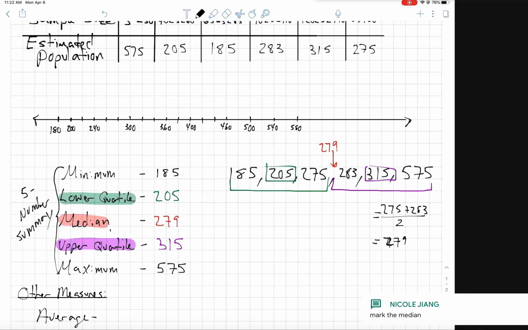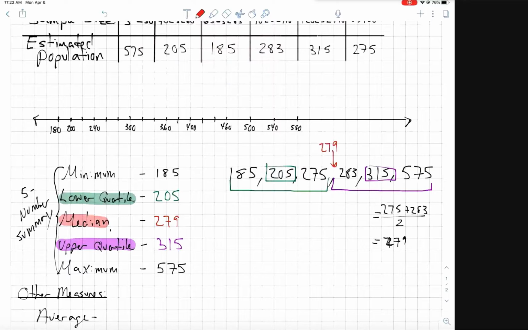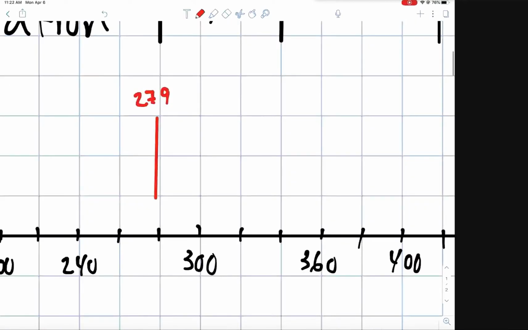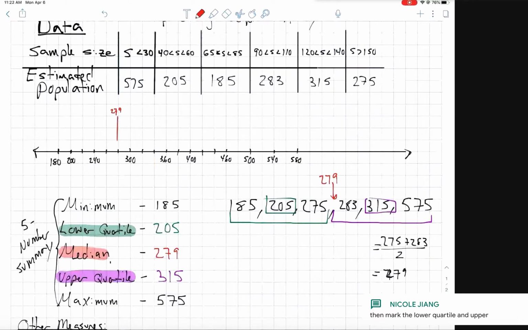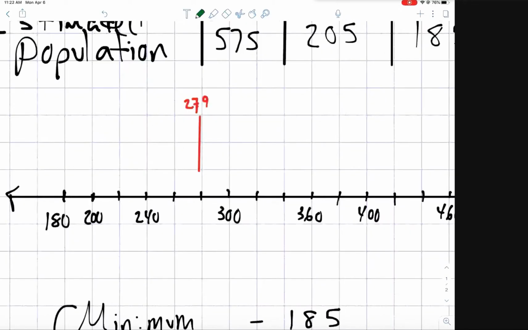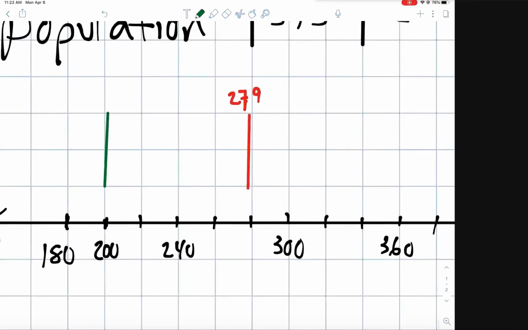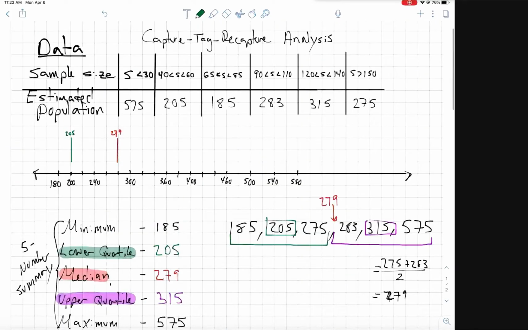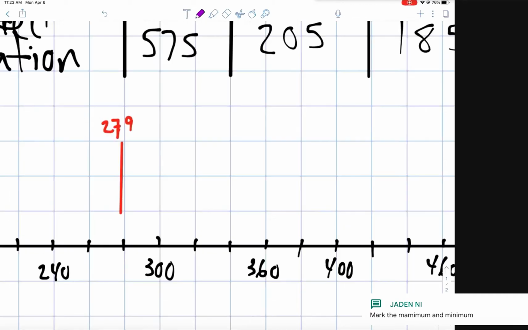Mark the median. Okay, so let's mark the median. The median was 279. Then mark the lower quartile and the upper quartile. Okay, I'll do that in the matching color. So the lower quartile was 205. And the upper quartile was 315.